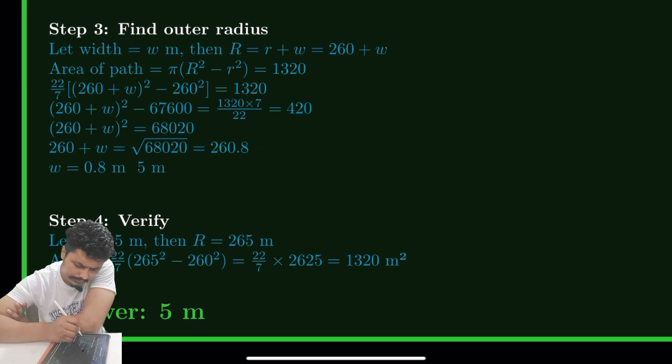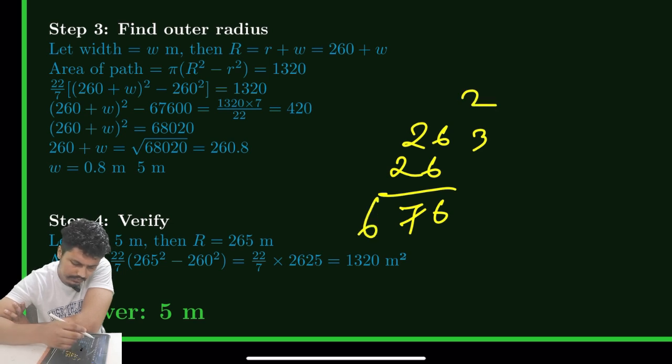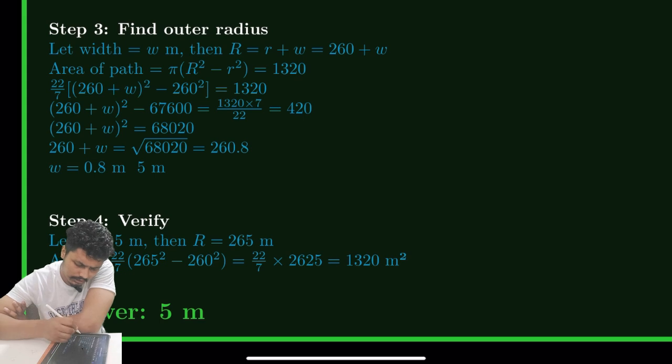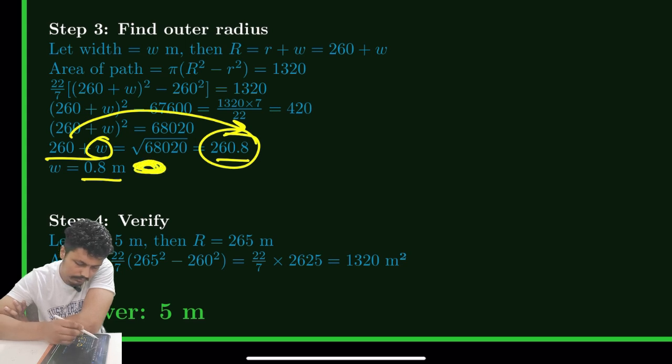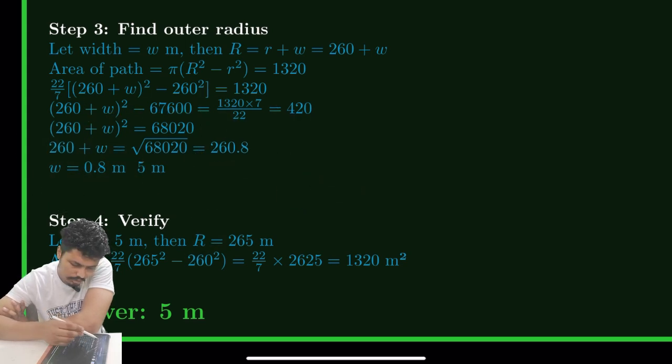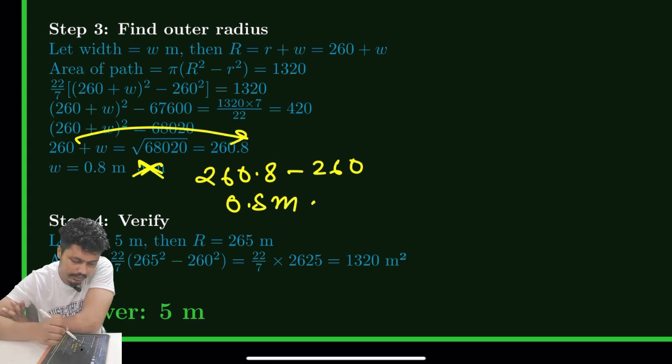So I got this one, and 260. 6 6 36, 6 12, 12 to 24, 25, 26, 27, and 2 to 4, 5, 6, 6, 7, 6. Yes, that's correct. Now 260 plus w, I got 260.8. So w will be equal to 260.8 minus 260. It is 0.8 meter. This is the value of w.